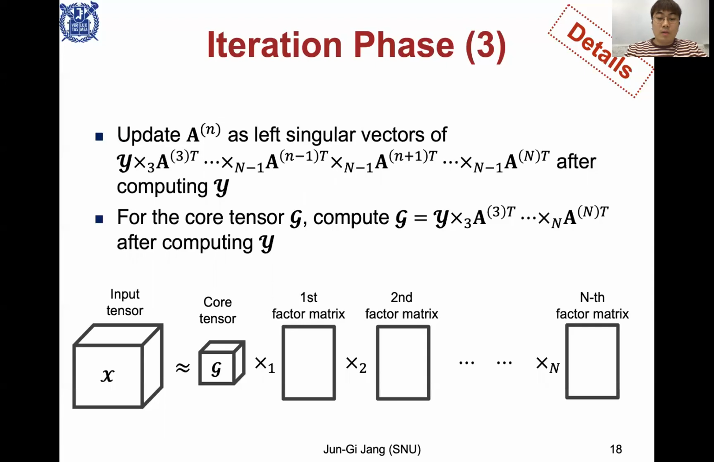D-Tucker updates the n-mode factor matrix as the left singular vectors of this term after computing Y. For the core tensor, D-Tucker computes this term using Y.